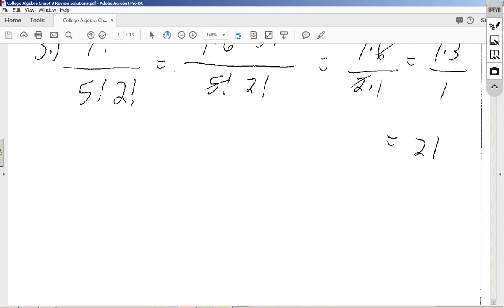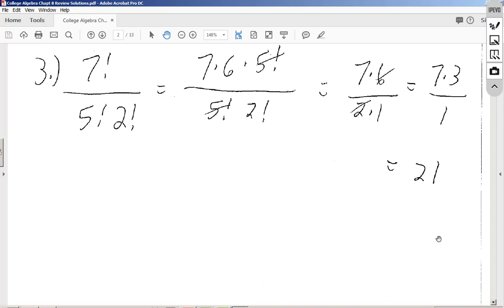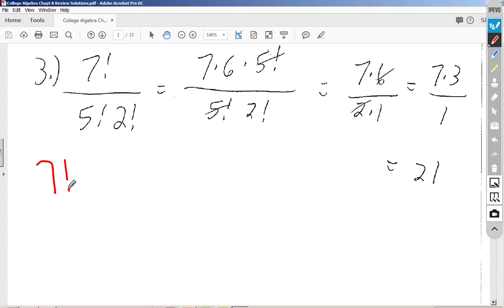On number 3, working with our factorials, it says we've got 7 factorial over 5 factorial times 2 factorial. So remember, factorials mean just repeated multiplication, and the next term that you're multiplying by descends by 1. So 7 factorial is the same thing as 7 times 6 times 5 times 4 times 3 times 2 times 1. That's what 7 factorial means.